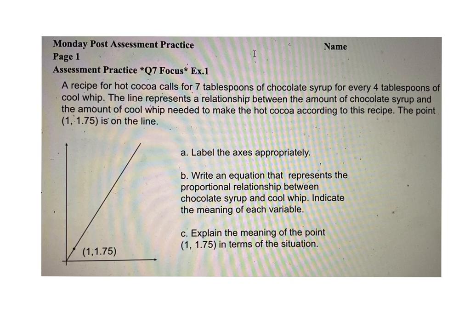All right, a recipe for hot cocoa calls for 7 tablespoons of chocolate syrup for every 4 tablespoons of Cool Whip. And the line represents a relationship between the amount of chocolate syrup and the amount of Cool Whip needed to make the hot cocoa according to this recipe. The point (1, 1.75) is on the line. All right, so part A says label the axis appropriately.